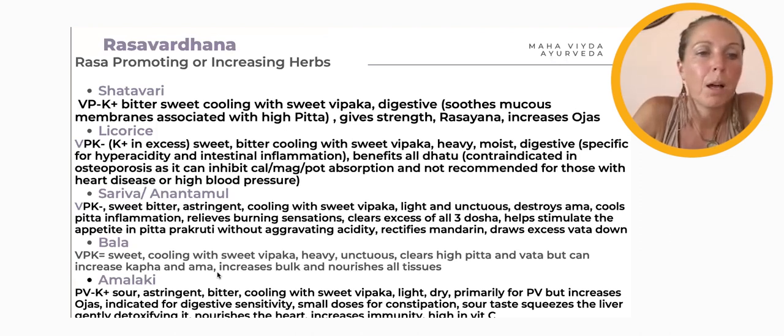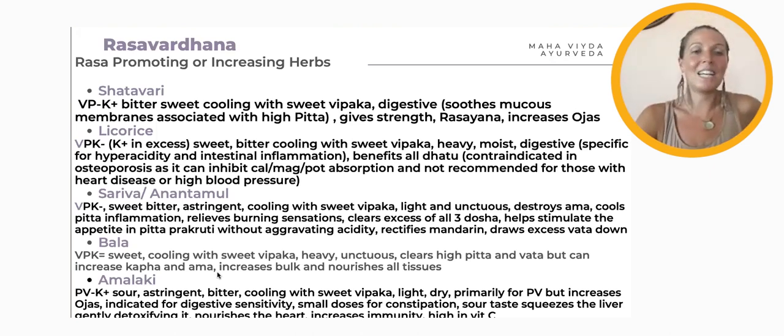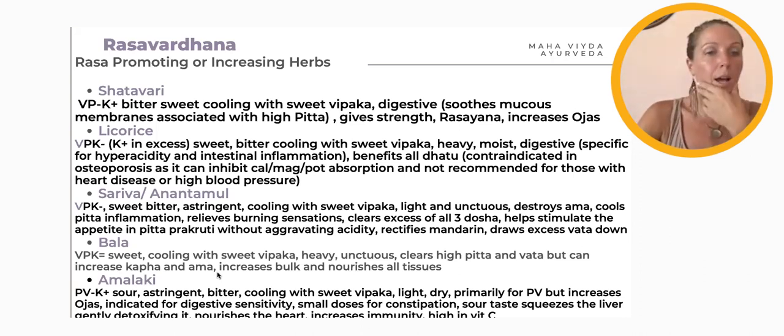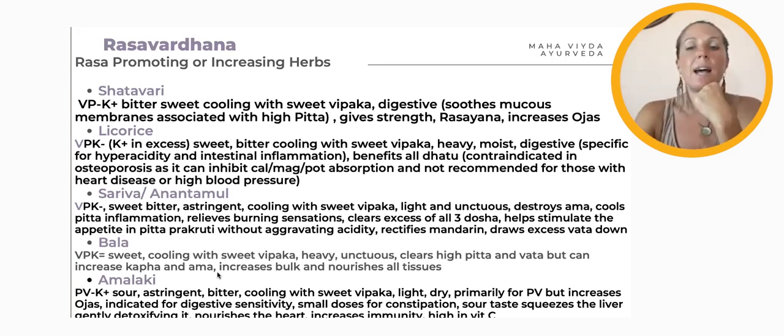Okay. Amalaki is pitta and vata reducing, kapha increasing, sour, astringent, bitter, cooling with a sweet vipaka. It's light, dry, primarily for pitta and vata, but it increases ojas, which is super cool. So it does then increase kapha also. It's indicated for digestive sensitivity, small doses for constipation. Sour taste squeezes the liver, gently detoxifying it, nourishes the heart, increases immunity, and is high in vitamin C.